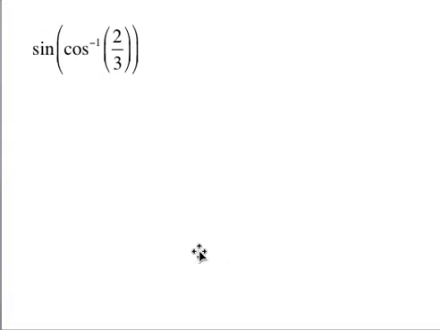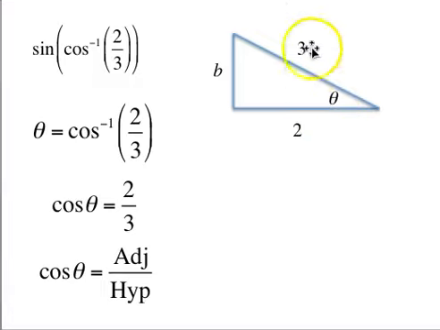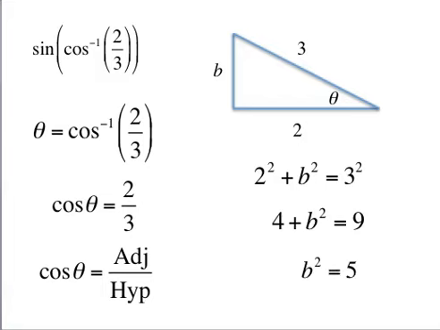How about the sine of the inverse cosine of 2/3? I'm going to let theta be the inverse cosine of 2/3. Cos of theta is 2/3. Let's draw a triangle. Cos is adjacent over hypotenuse. Adjacent over hypotenuse, 2 over 3. Cos of theta is 2/3. Now can I solve for b using Pythagoras? 2 squared plus b squared is 3 squared. 4 plus b squared is 9. b squared is 5, so b is the square root of 5.